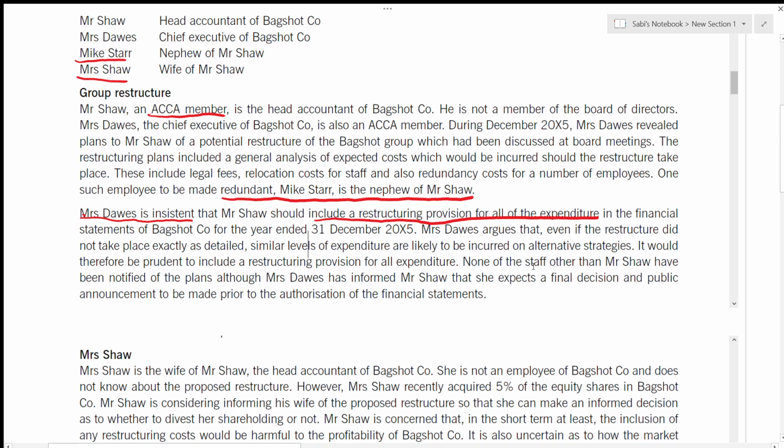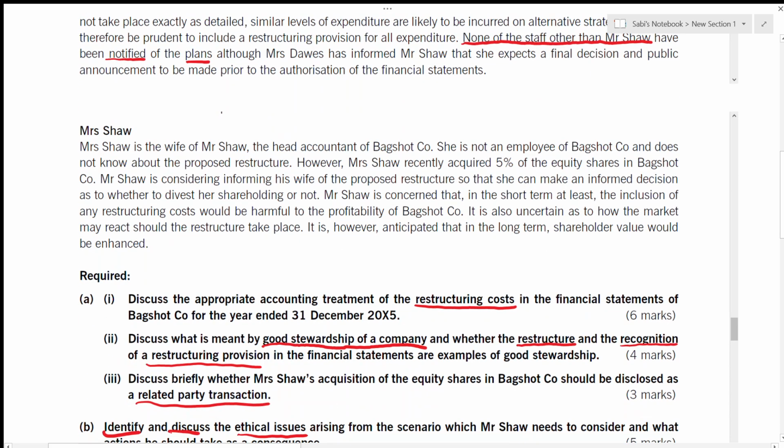Make sure that none of the staff have been notified of the plans. Although Mrs. Dawes has informed Mr. Shaw that she expects a final decision and public announcement to be made prior to the authorization of the financial statements. So based on this, we can answer the first two parts.